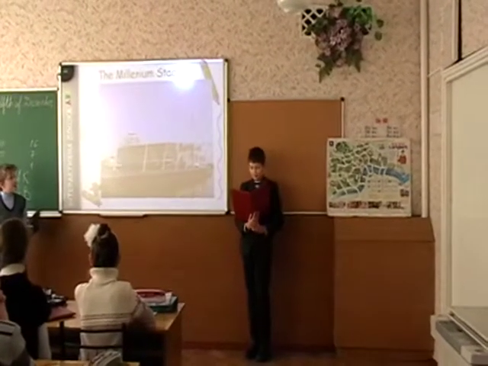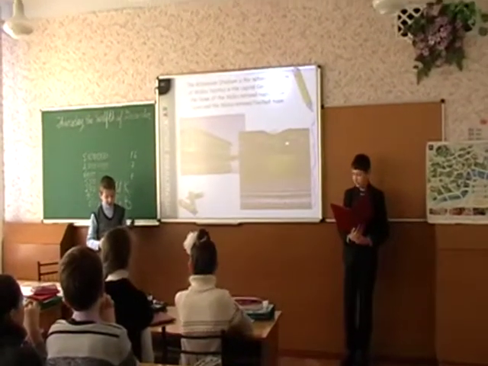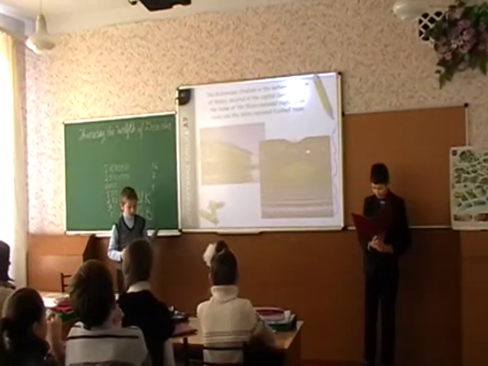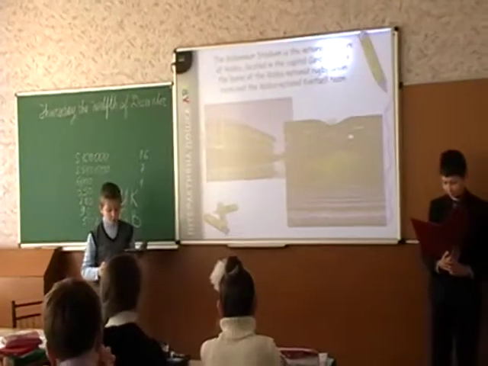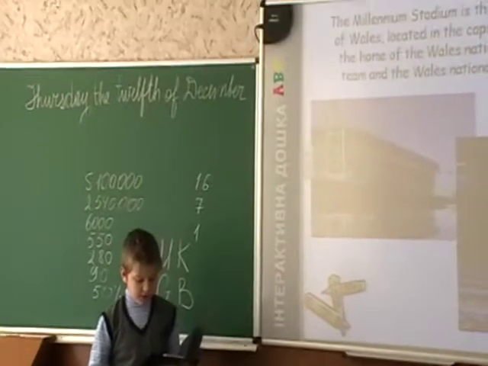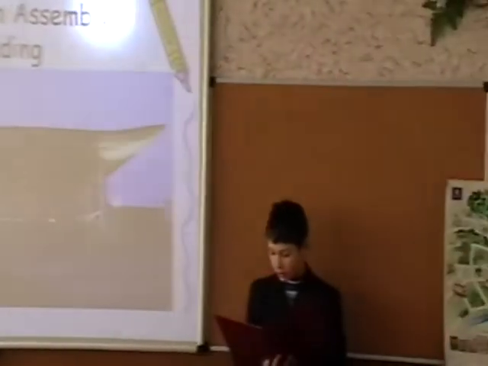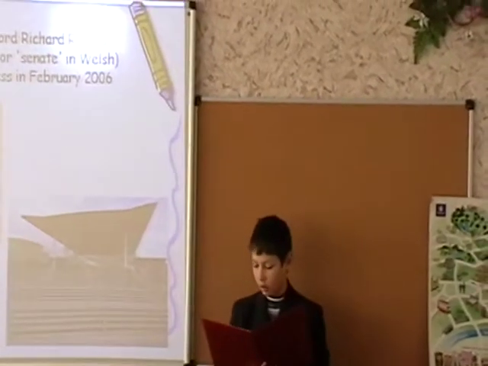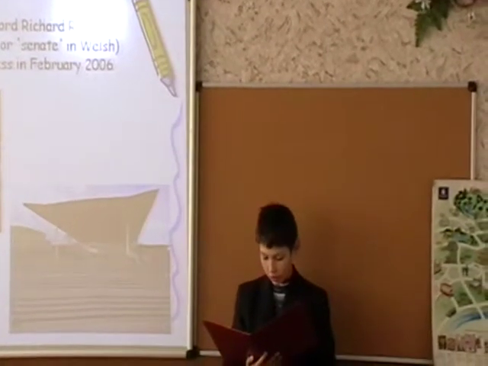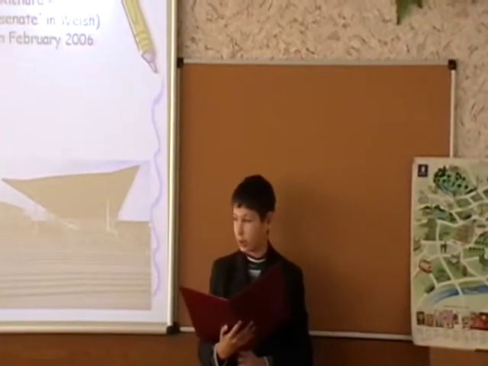The Millennium Stadium. The Millennium Stadium is the national stadium of Wales, located in the capital, Cardiff. It is the home of the Wales national rugby union team and the Wales national football team. The Welsh Assembly building is designed by architect Lord Richard Rogers. Finally opened for business in February 2006.